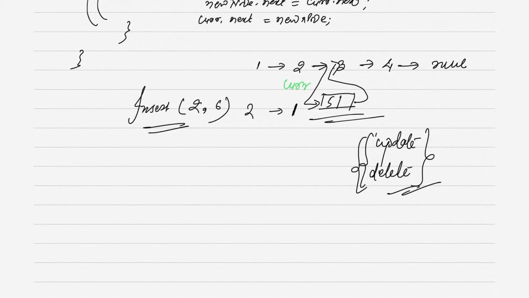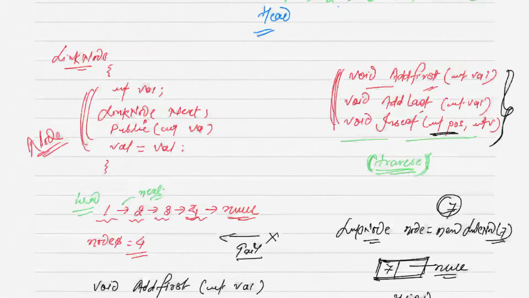Once you are clear about this fundamental concept of linked list, you are going to be able to solve any kind of problem, either reversal of the linked list, or finding the cycle of the linked list, or null next pointer problems, and it will be very easy. So before you start solving any linked list problem, try to at least do create, update, insert, delete operations, and add first, add last, and insert.